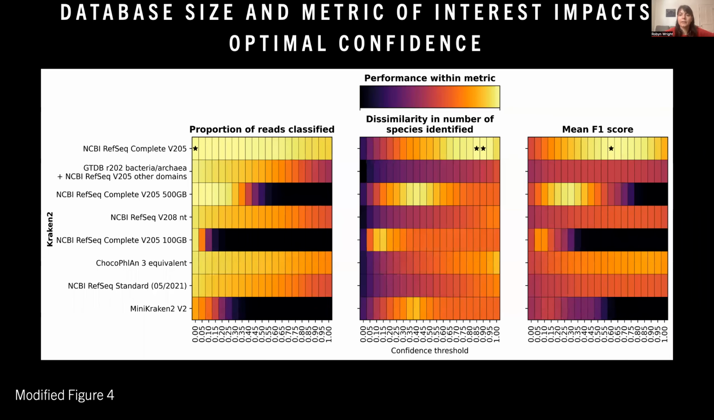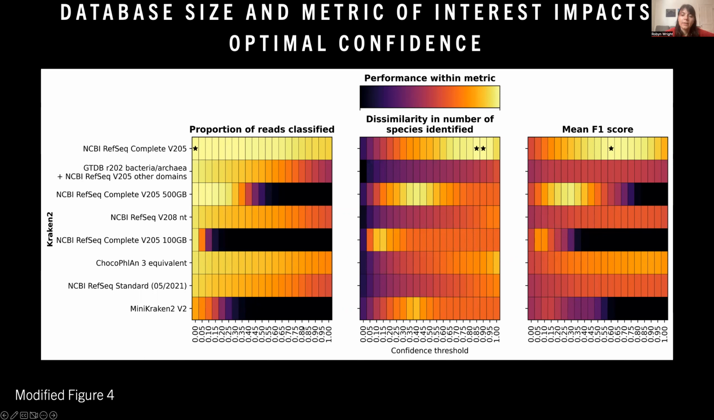If we now combine looking at the confidence threshold with looking at different databases, here I'm showing a slightly different graph with the proportion of reads classified, dissimilarity in number of species identified, and mean F1 score making up the different panels from left to right. And then we have our different databases on the y-axis and confidence thresholds again along the x-axis. Here we have increasing database size from bottom to top, and we basically see that while the optimal confidence threshold to choose does change with database size, the overall trends for each are similar, with the proportion of reads classified decreasing with increasing confidence threshold until a point.